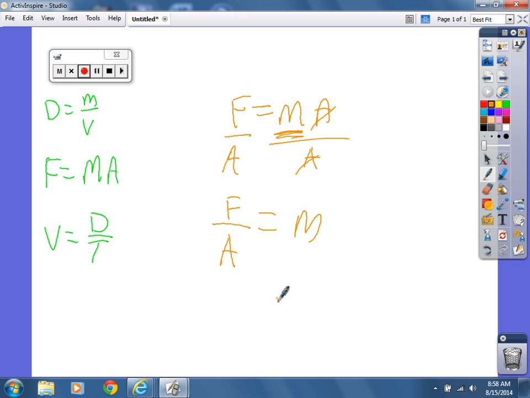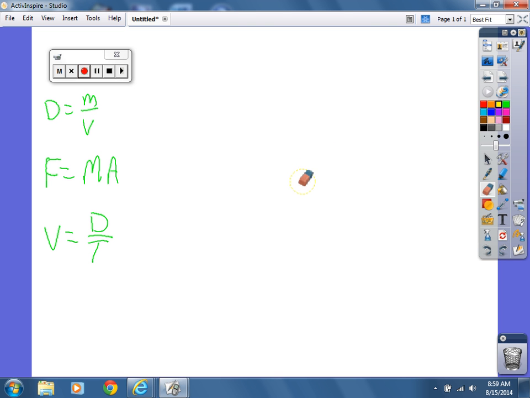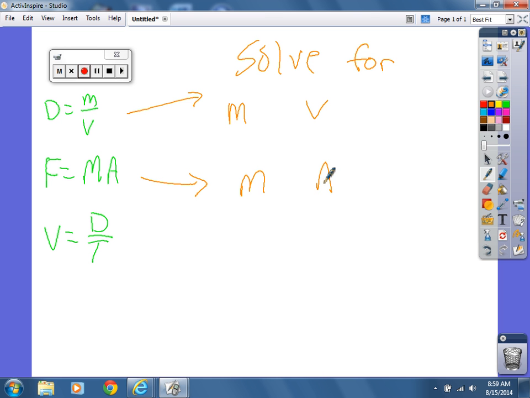Now what I want you to do is take a few minutes and, using these three equations, solve for the following. For this one, solve for M, and then solve for the V. And then for this one, solve for the M, and then solve for the A. And then for this one, solve for the D, and then solve for the T. All right? Take a few minutes and knock that out.